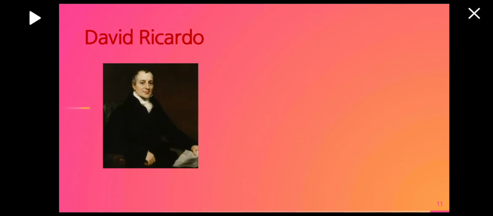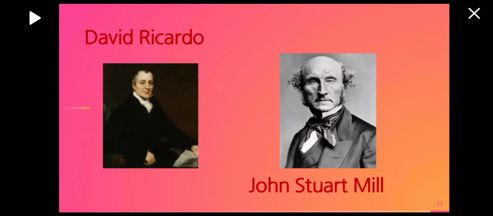Next is David Ricardo. David Ricardo was a classical economist best known for his theory on wages and profit, the labor theory of value, and the theory of comparative advantage. Also, the theory of rents. We also have John Stuart Mill. Ayan siya. John, he is best known for his 1848 work, Principles of Political Economy, which became a leading economic textbook for decades after its publication.